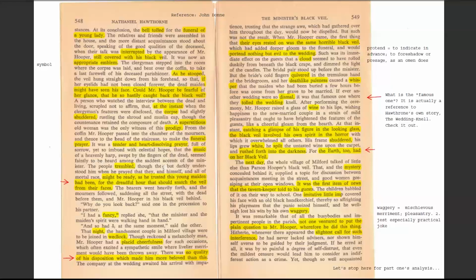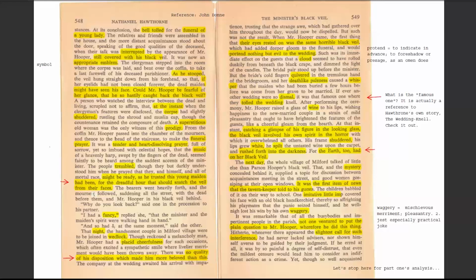People trembled, though they but darkly understood him when he prayed that they and himself and all mortal race might be ready, as he trusted this young maiden had been, for the dreadful hour that should snatch the veil from their faces. So you can see he's using the veil as a symbol. He's telling the people, hopefully you're ready, like this young woman who passed away, for the dreadful hour when death should snatch the veil from her face.